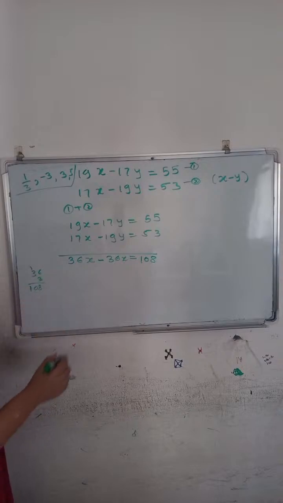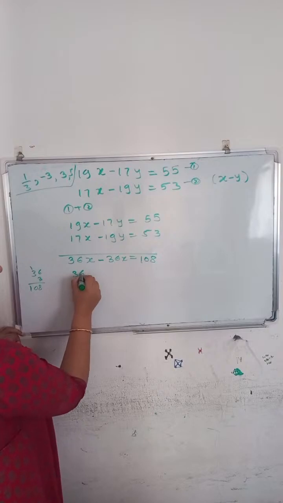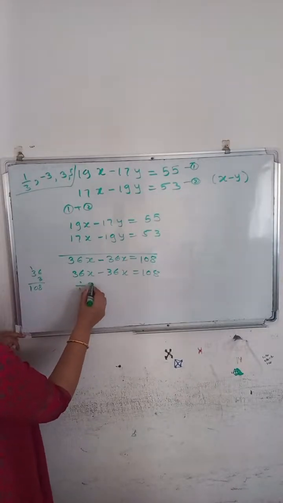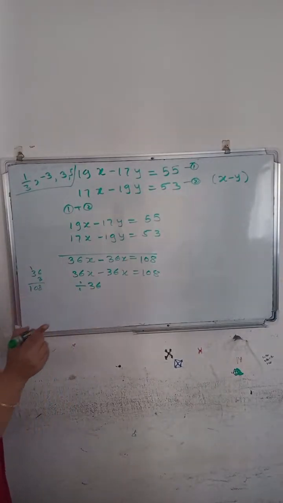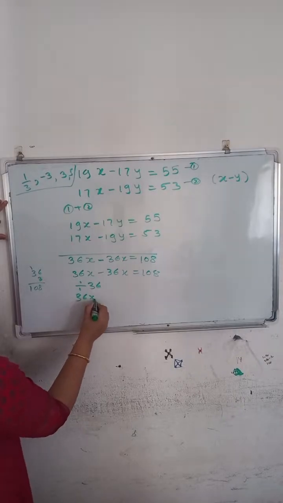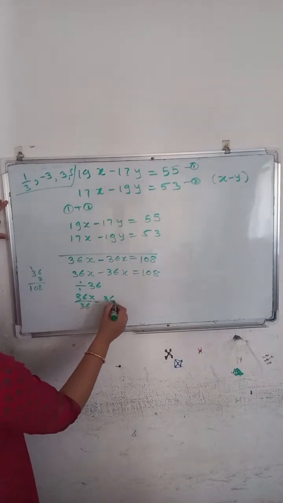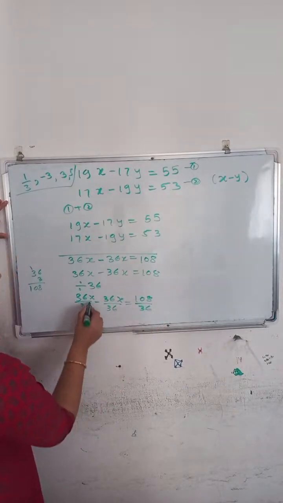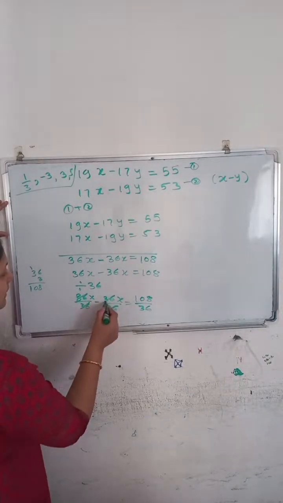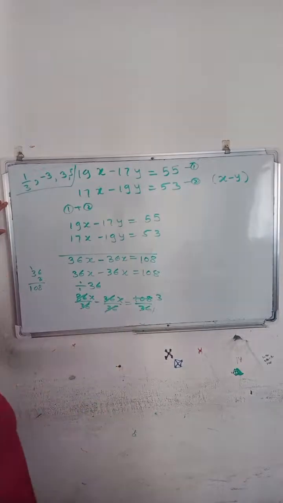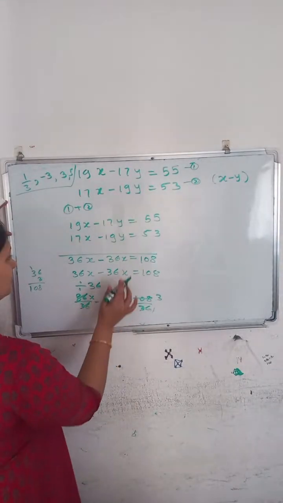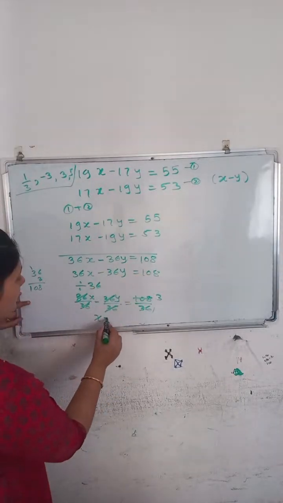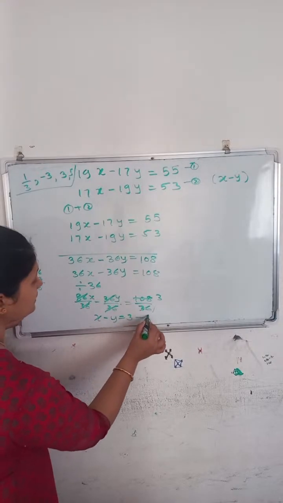So I got the equation 36x minus 36y is equal to 108, and if I divide each term by 36, then 36x upon 36 minus 36y upon 36 is equal to 108 by 36. So 36 gets cancelled, and 36 threes are 108. Sorry, this is y, I made a writing mistake. So I will get x minus y is equal to 3. This is equation number 3.